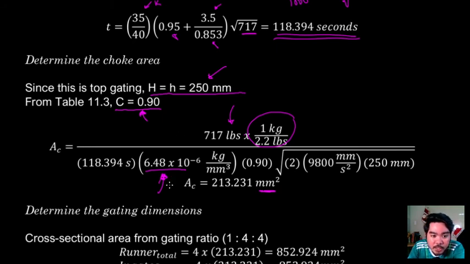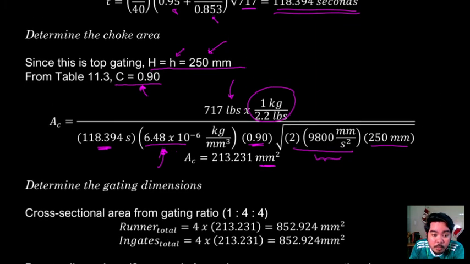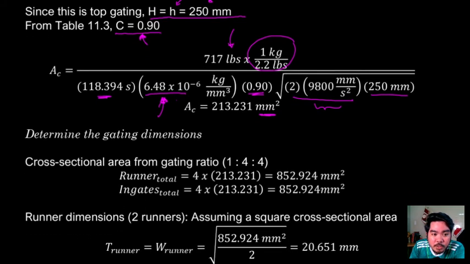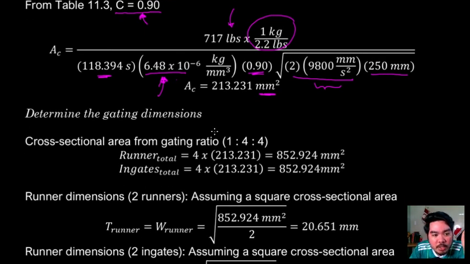Okay? So density ng liquid 717, input the density, input the hydraulic efficiency factor, input the pouring time na na-compute natin. Tapos we have 2 times G, these are constant, times 250 because this is top gating. So our effective head height is just equal to the sprue height, which ang assumption is already includes the pouring cup height. Okay? Now we need to determine the gating dimensions.